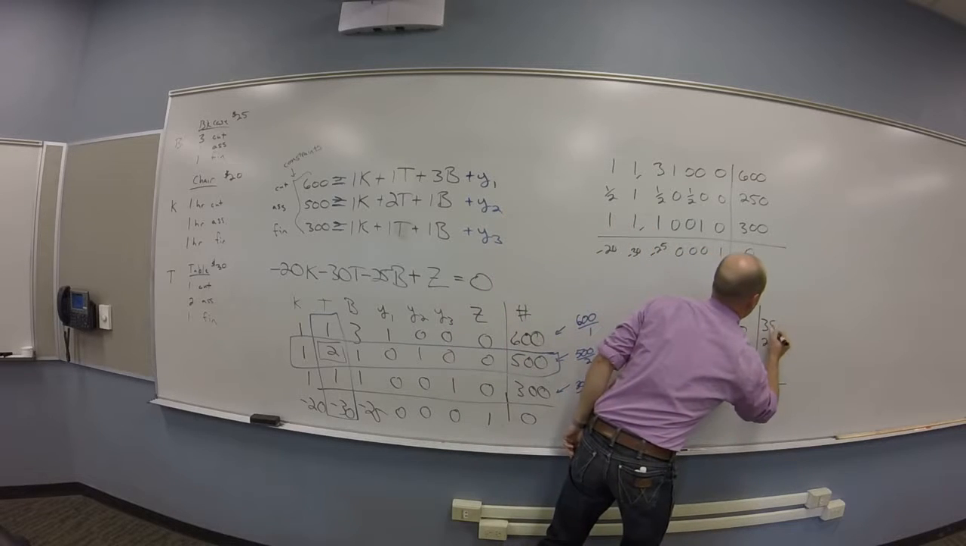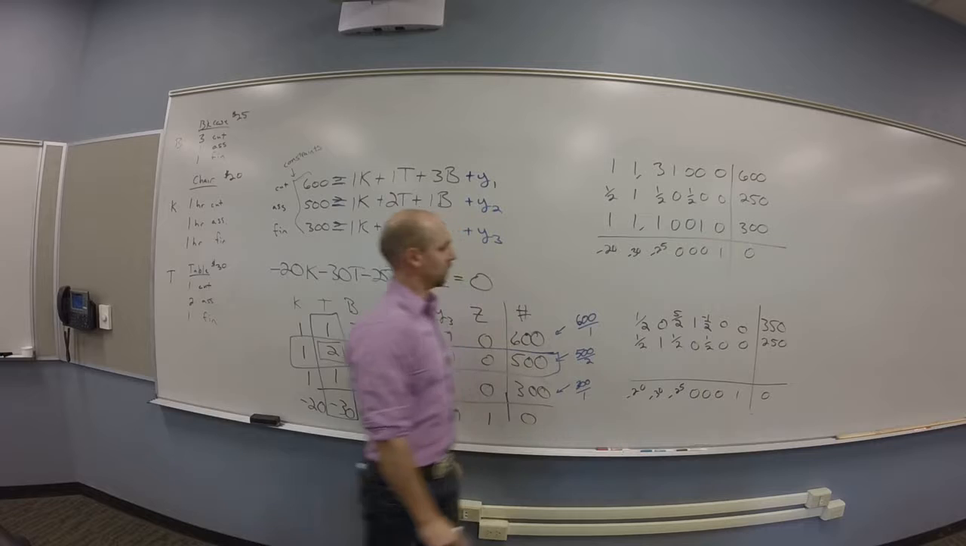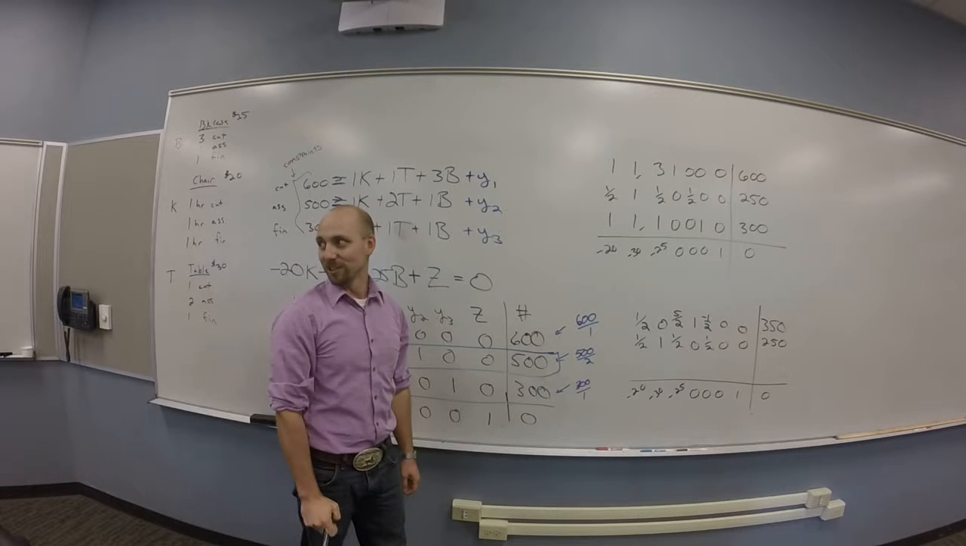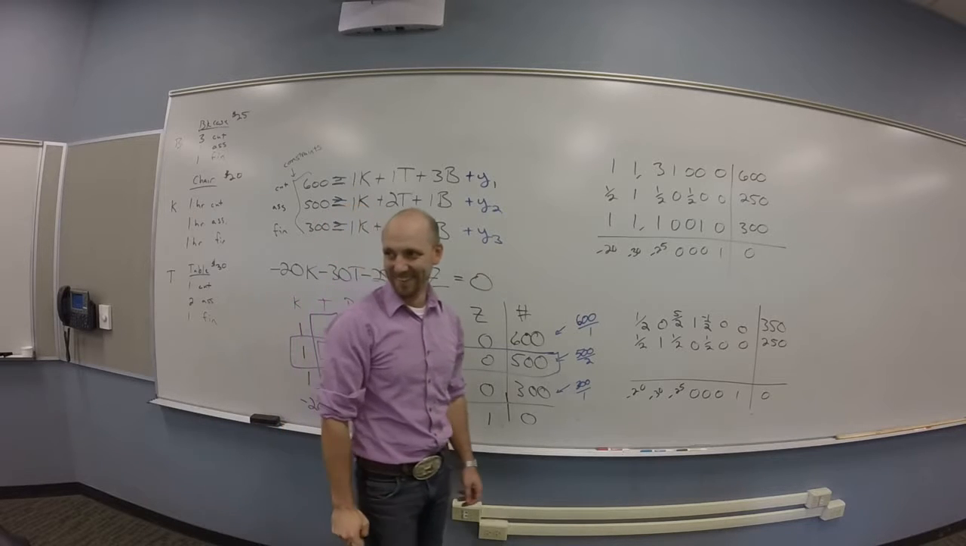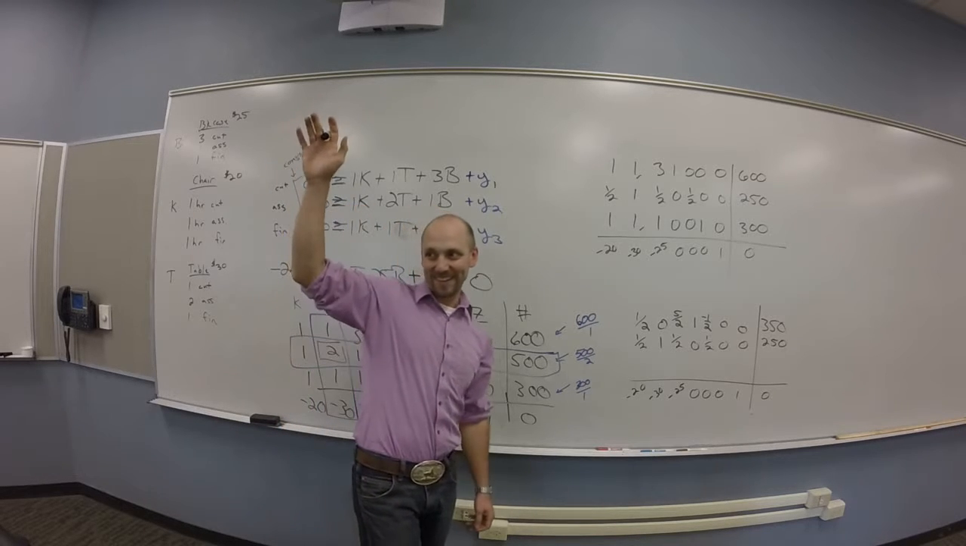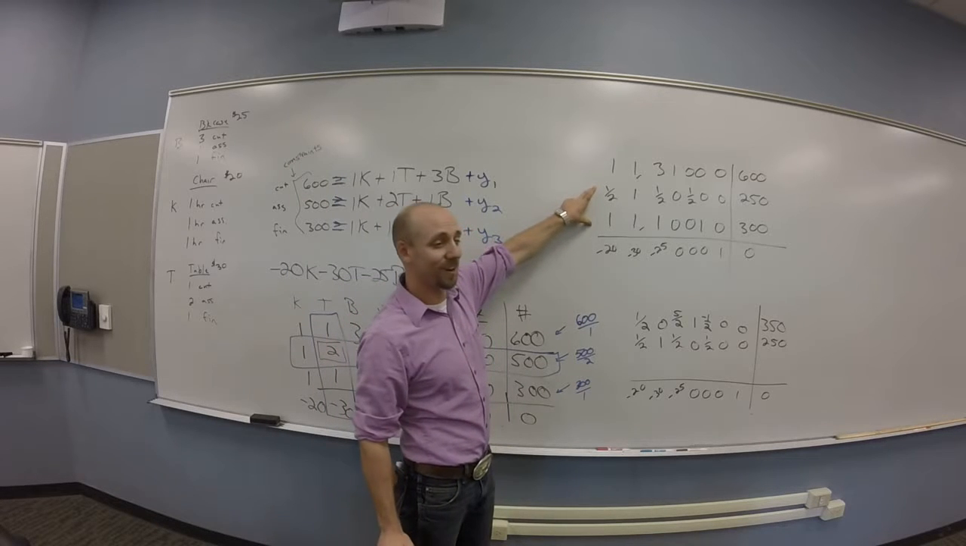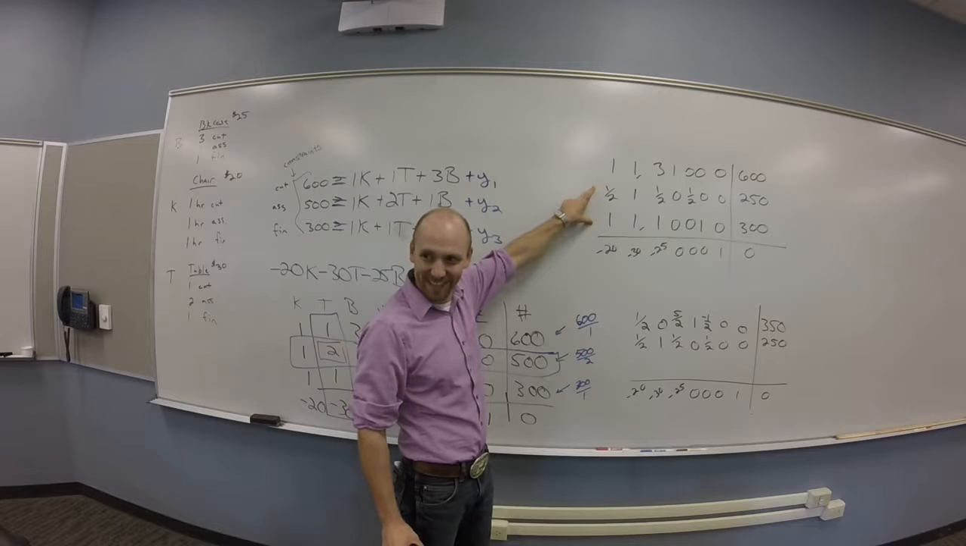And 350. 350. Cool. Okay. Arithmetic's probably the hardest part here. Questions on arithmetic? No. Show of hands for the arithmetic. All right, now here, this one's going to be harder because I have to subtract vertically.